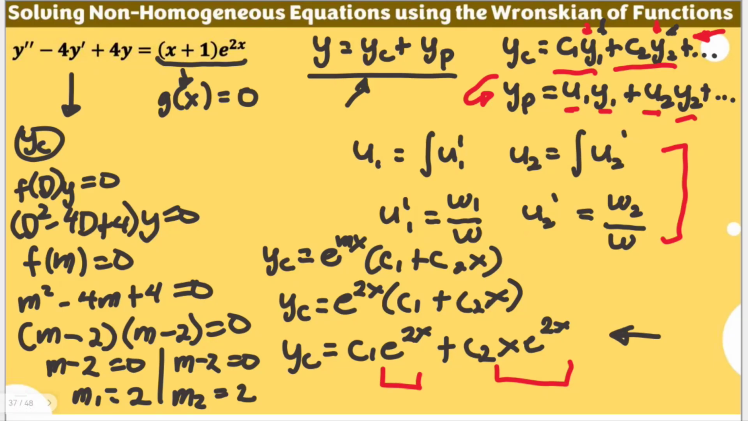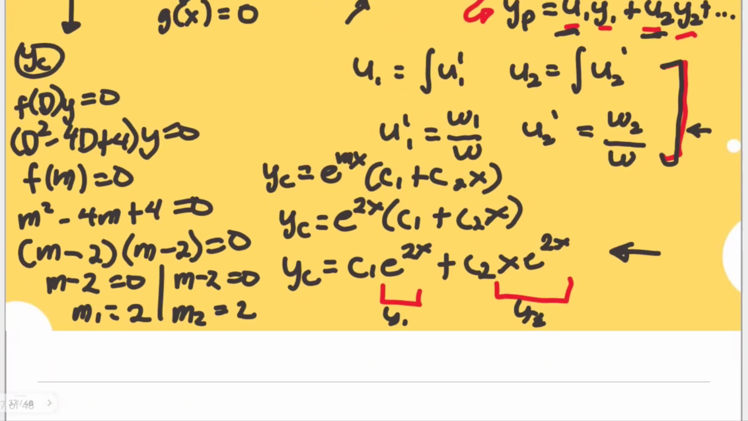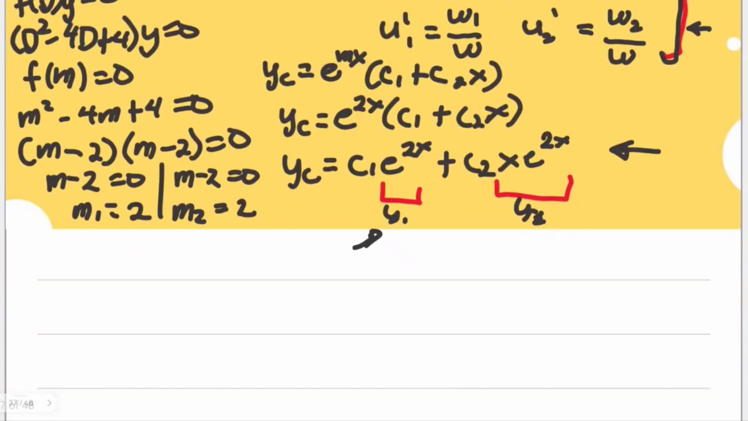Now for y sub p, we need the y sub 1 and y sub 2 indicated here, but aside from that, we need u sub 1 and u sub 2. They can be generated from this process, as u sub 1 is the integral of u prime sub 1 and u sub 2 is the integral of u prime sub 2. The u primes are also generated by the ratio of the Wronskian, w sub 1 and w sub 2, to w. For the Wronskian of this function, we'll be using the functions y sub 1 and y sub 2.